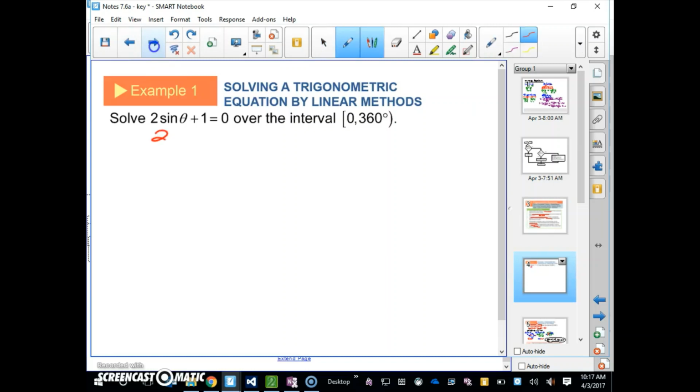And think about if that said 2x plus 1 equals 0. You would subtract 1 and divide by 2. Hopefully you can see that, and it's no different. We're going to subtract 1 and divide by 2. Sine theta equals negative 1/2. We're not finished because we don't have the variable isolated. We don't have the variable by itself.